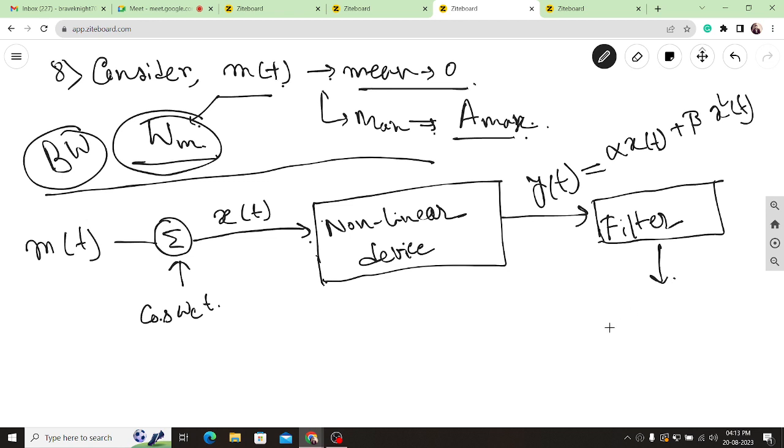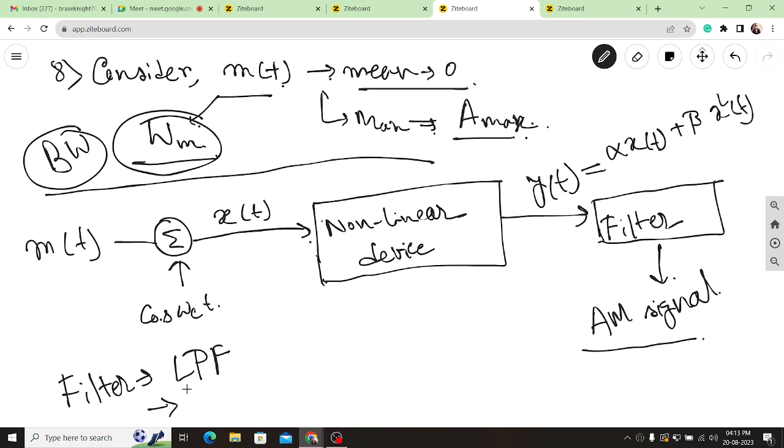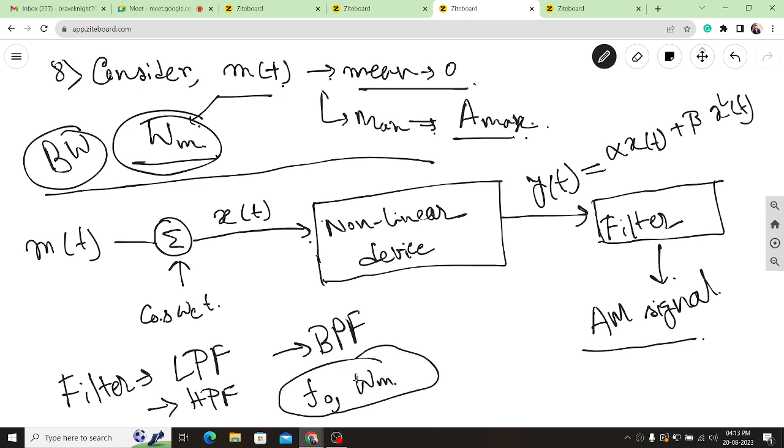The output of the filter gives an AM signal. So we have to comment whether this filter is a low pass filter, high pass filter or band pass filter. And also we have to comment on the constants f0 and W. What will be the specification of the particular filter in this scenario, that we have to calculate, so that this gives us an AM modulated signal.